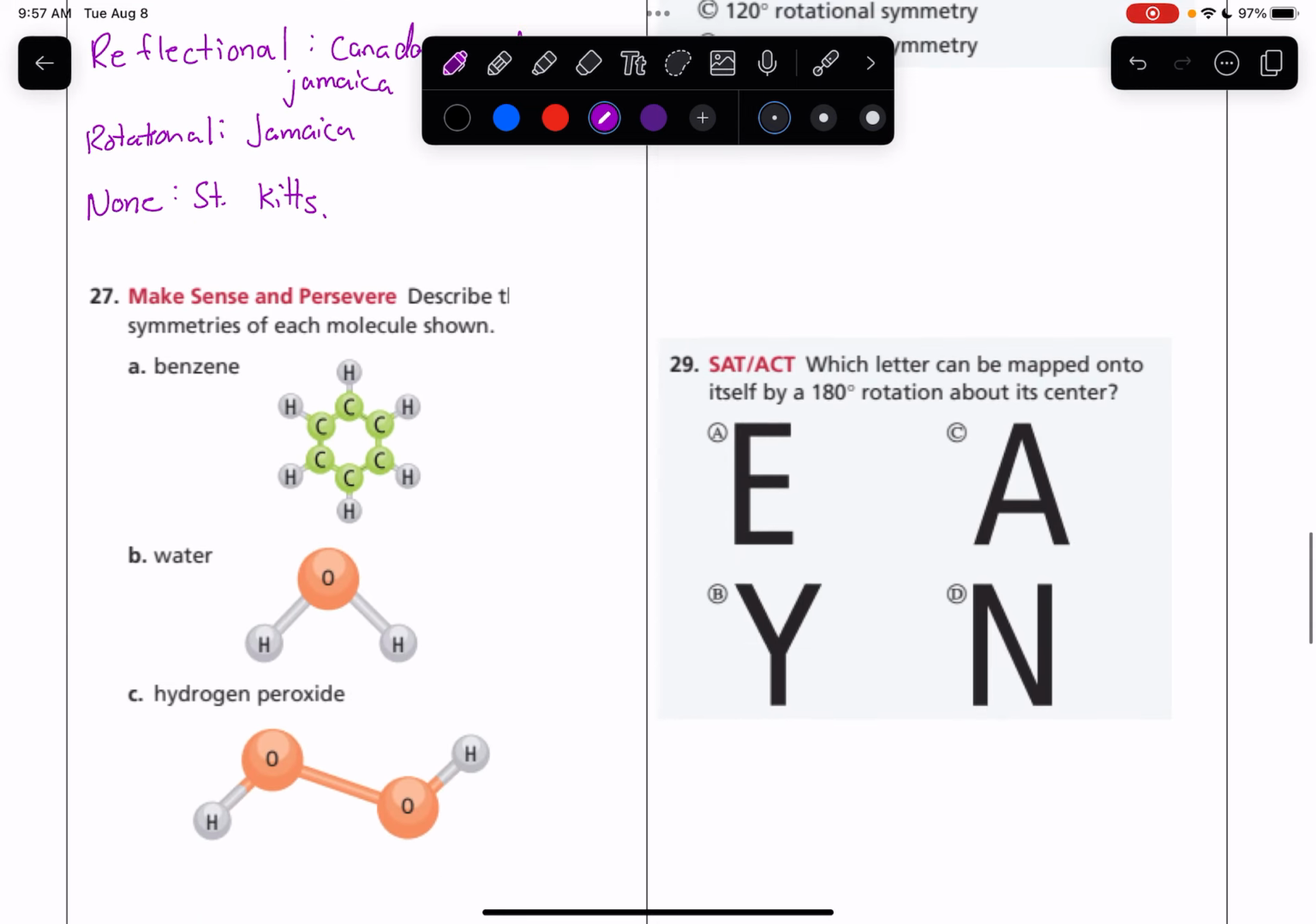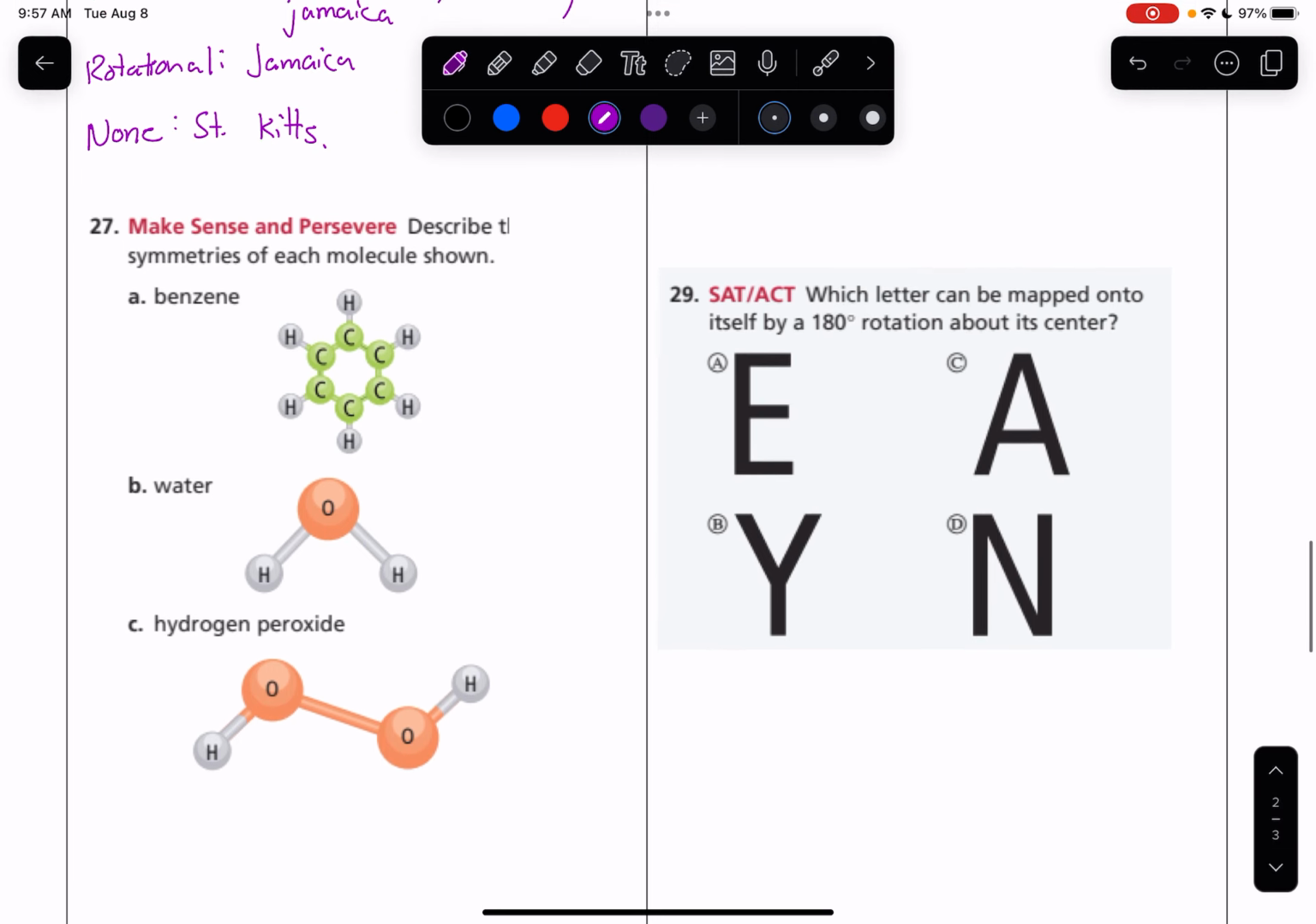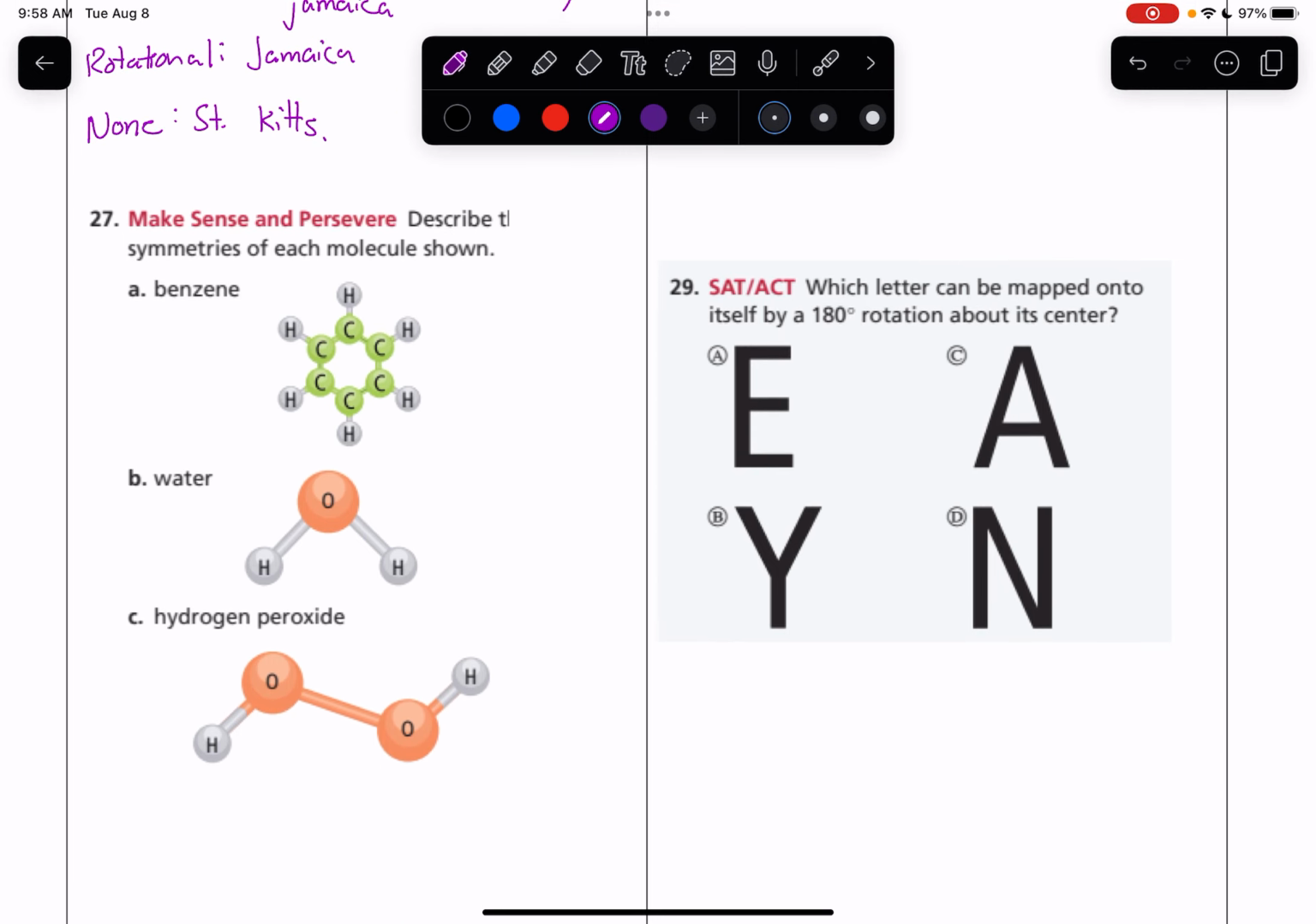Number 27, describe the symmetries of each molecule shown. For this one, we are going to ignore the letters, right? C is going to look different upside down. However, that's not what we're looking at here. These are just carbon atoms. These are just hydrogen atoms. We don't need the letters to look the same. We just need the atoms themselves to look the same.